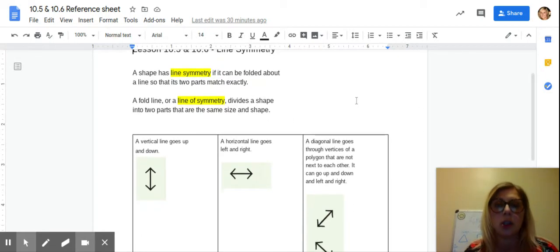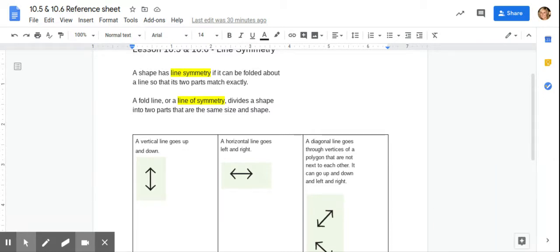But remember, a shape has lines of symmetry or a line of symmetry if it can be folded about a line so that both sides are exactly the same. And we talked about vertical lines, horizontal, and diagonals.